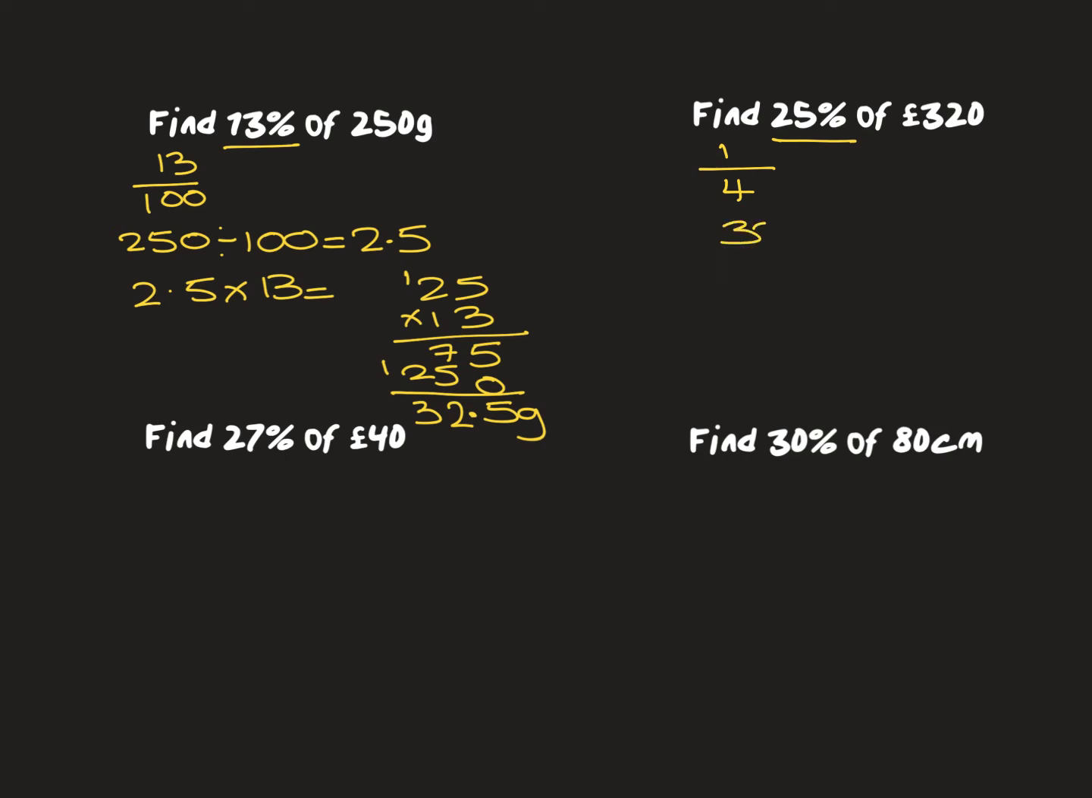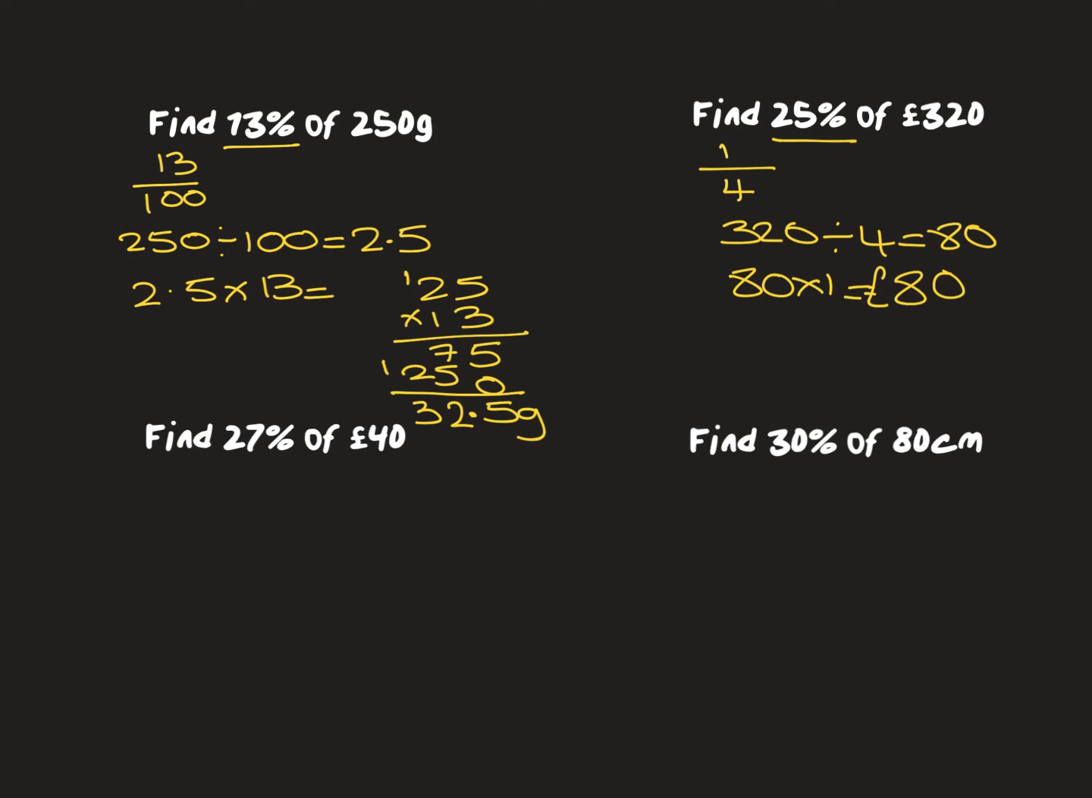So 320 divided by 4. Well, I know that 32 divided by 4 is 8, so 320 divided by 4 would be 80. And I actually don't need to times at the top, because when you do 80 times by 1, you're still going to get 80. So my answer is 80 pounds.